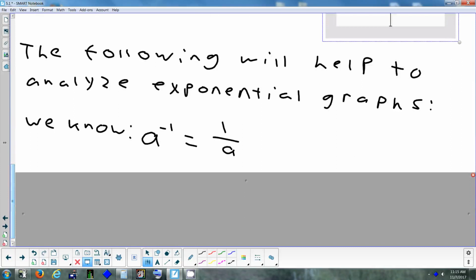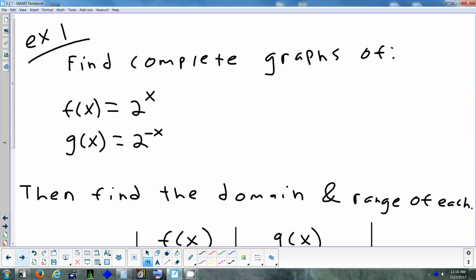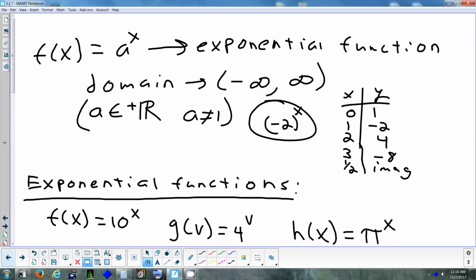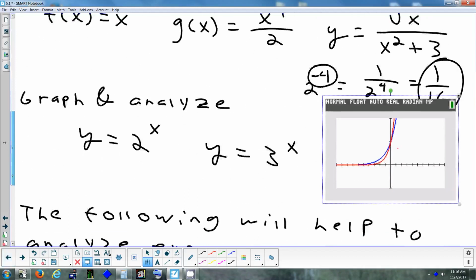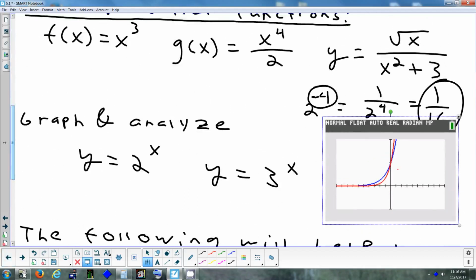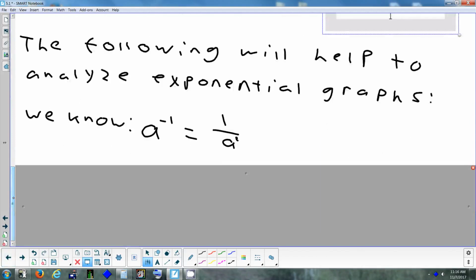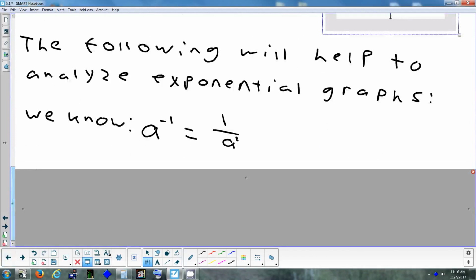So I mentioned this idea earlier, that if you raise something to a negative power, to get rid of the negative, you flip it. Well, when we're dealing with exponentials, they're going to ask us to compare graphs, and you might have a negative power. Well, we don't want that. When you compare exponentials, it's easier if the exponent is always positive. And we can rewrite it so it is. I'm going to show you how.